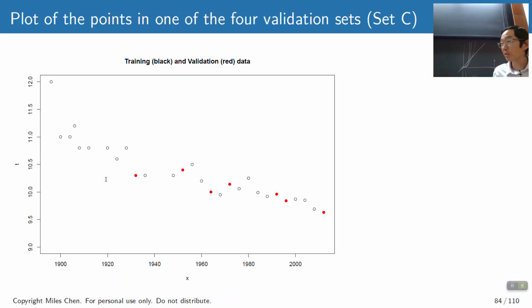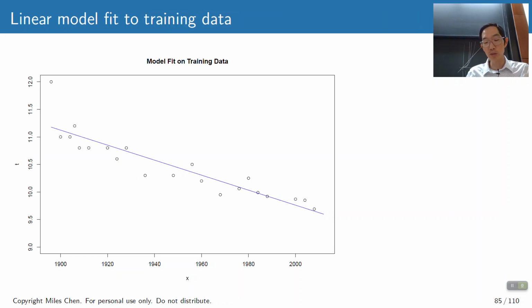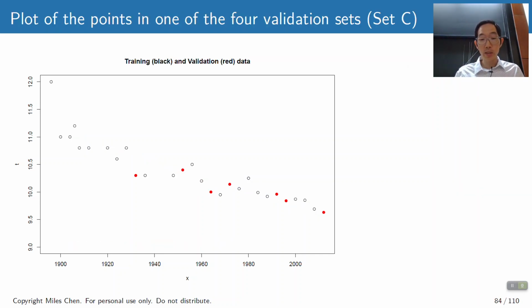Just so you can see what this looks like, this is all 28 observations. These red dots, there's 7 of them. That's one of my validation sets. I think I just arbitrarily picked validation set C. So what we're going to do is remove those 7 data points. On the 21 remaining dots, if you count these, there's 21 remaining dots, I fit the linear model. I fit a straight line model to these 21 data points. And now I bring back those 7.